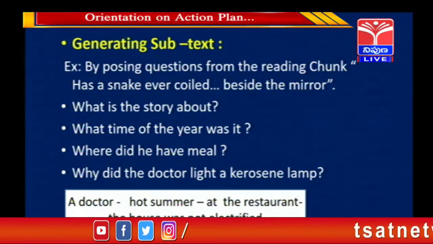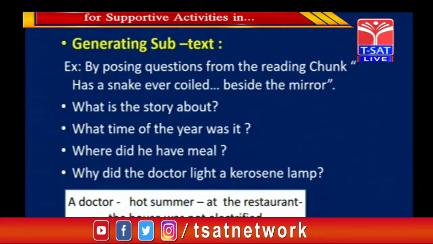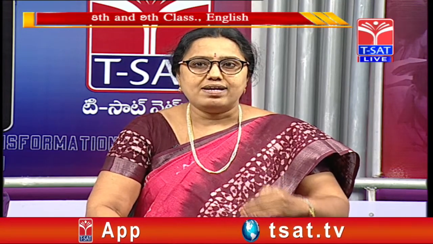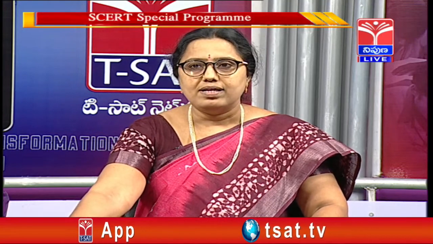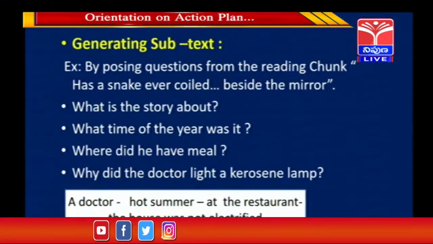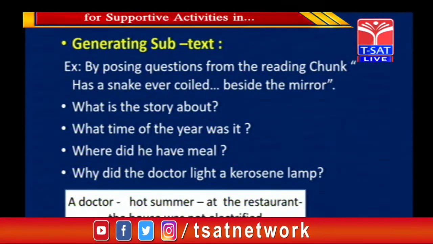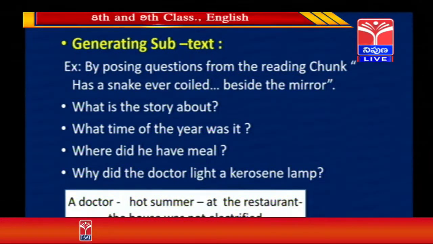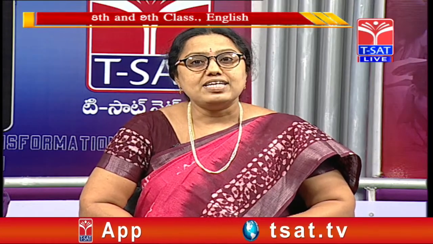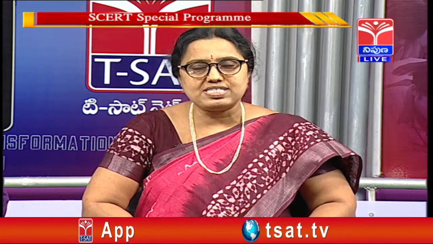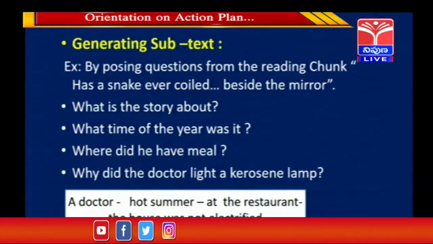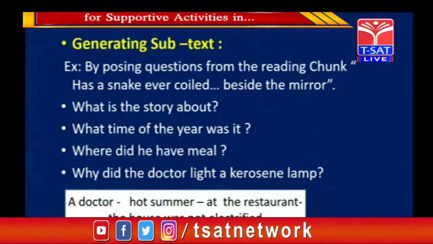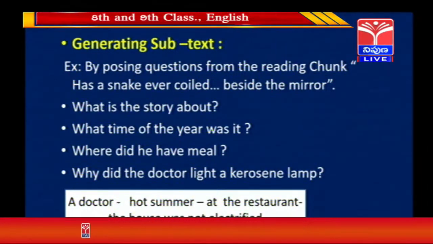What is the story about? The story is about a doctor. So we ask the students that question and we write the answer on the board. The next question is, what time of the year was it? It was a hot summer season. And where did he have his meal? It was at the restaurant. He went to the restaurant and had his meal. And the next question, why did the doctor light a kerosene lamp? Because the house was not electrified.